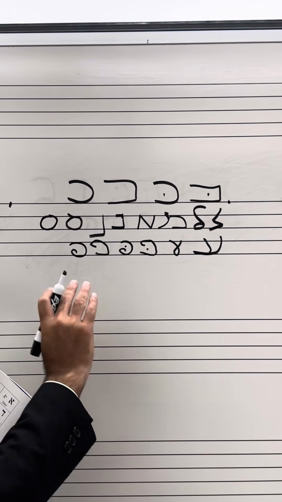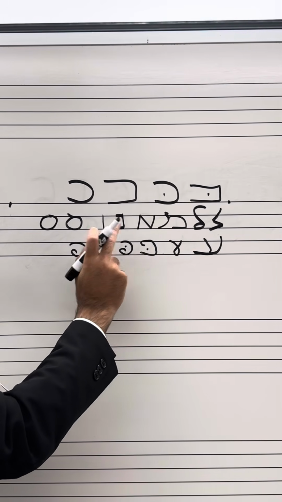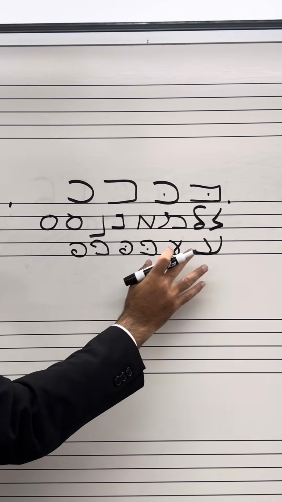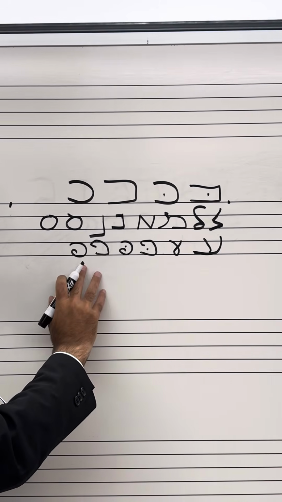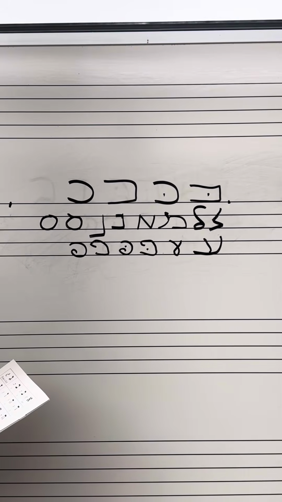Okay, so that is the next collection. We have Kaf, Chaf, Lamed, Mem, Nun, Samach, Ayin, Pei, Fei. That's the next set of letters that we need to learn.